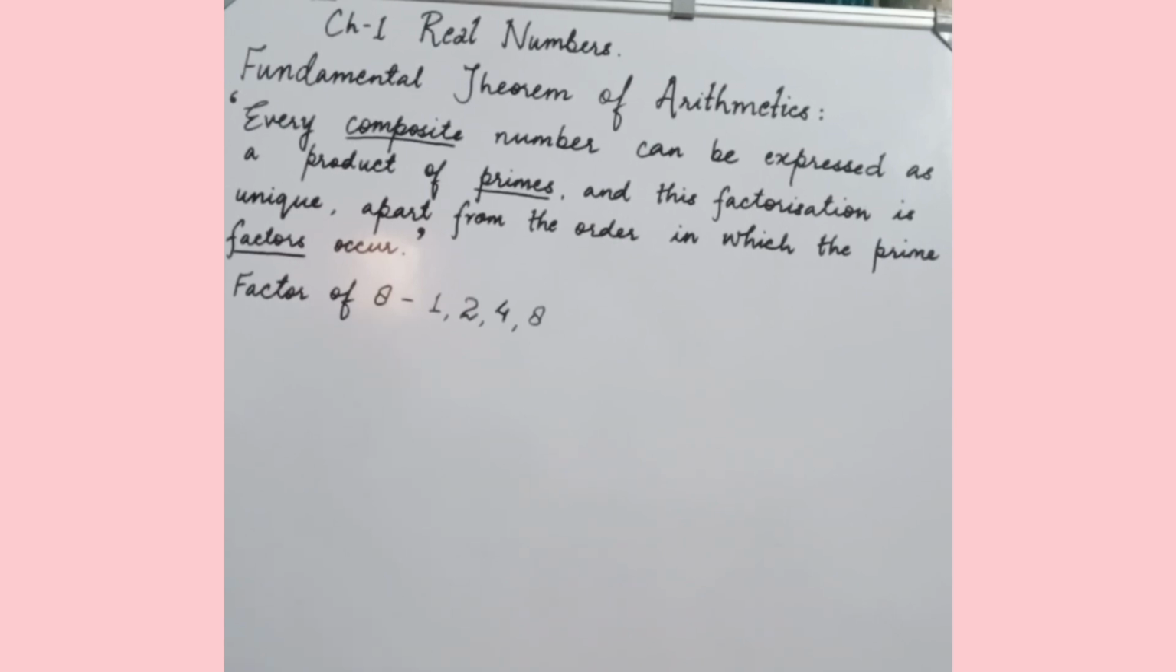So I hope you have understood the meaning of composite number and prime number, and their difference, right? Composite numbers are numbers that come in their own table. They also come in the table of 1, but apart from these two factors, they also have at least one more factor, right? They have more than two factors.